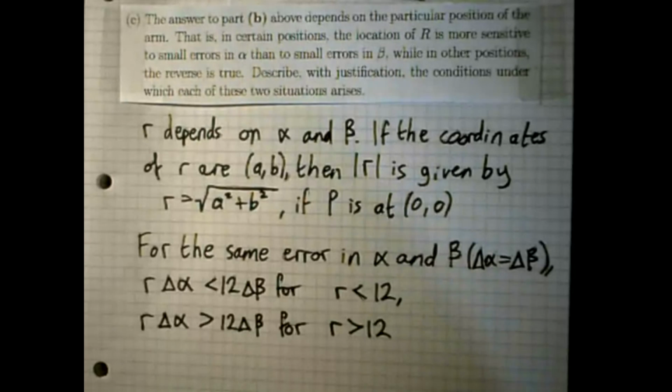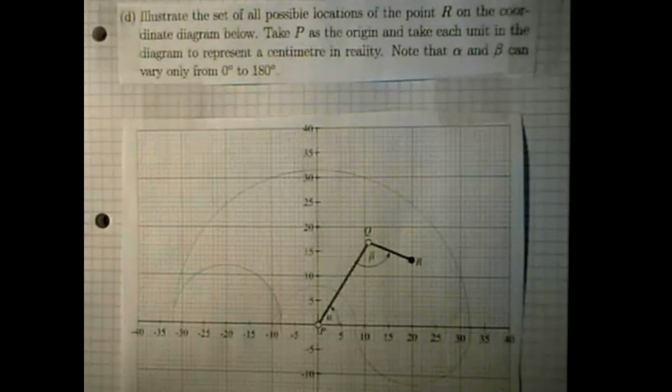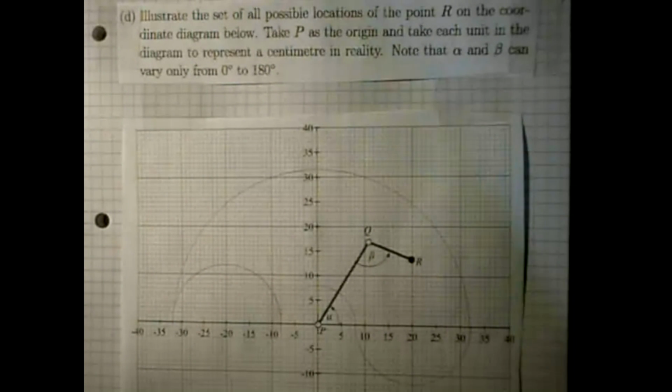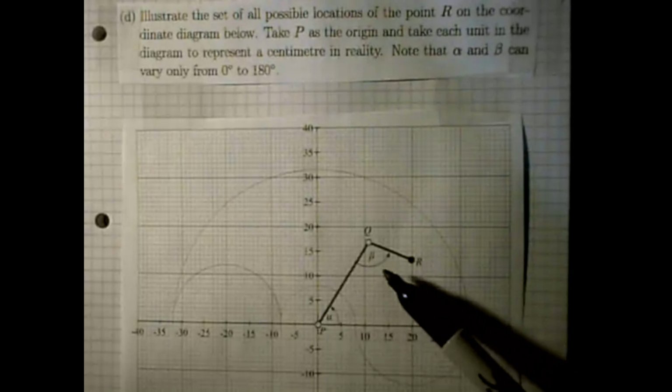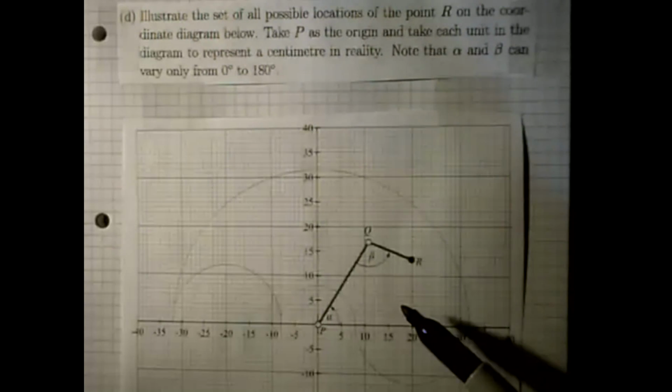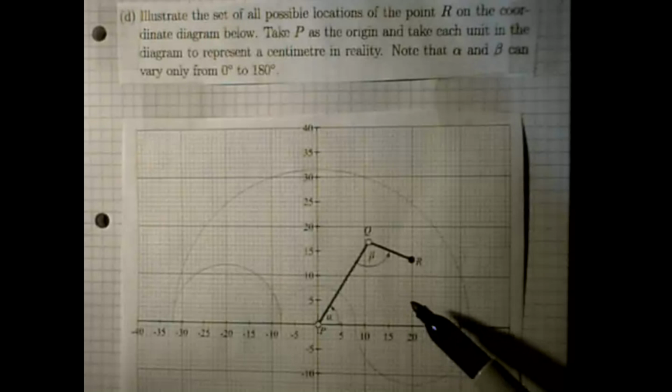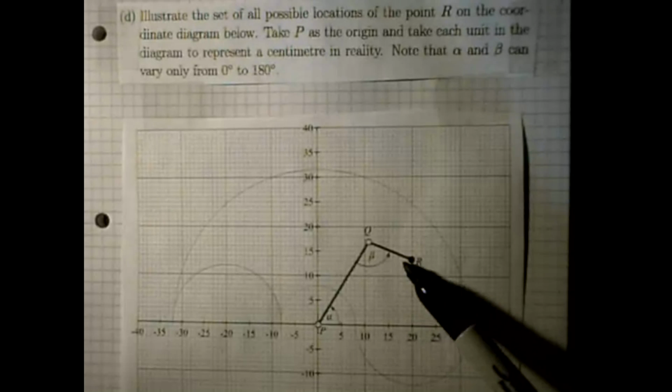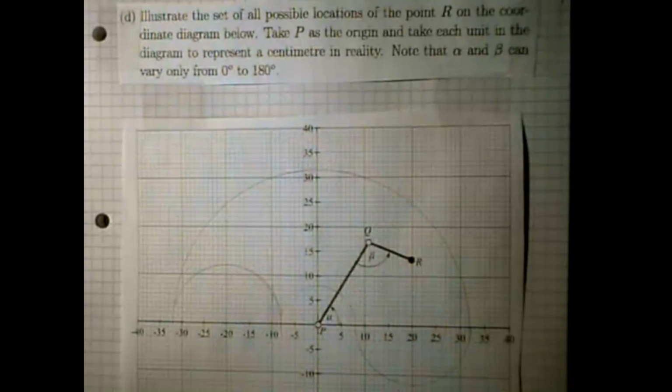In part D, you're given a coordinate diagram with the same robotic arm with alpha, beta and r, and your job is to illustrate all the possible locations of this point r on the diagram. To work this out, I recommend you think about the extreme cases of alpha and beta, as in when alpha is at 0 degrees and 180 degrees, and when beta is at 0 degrees and 180 degrees.